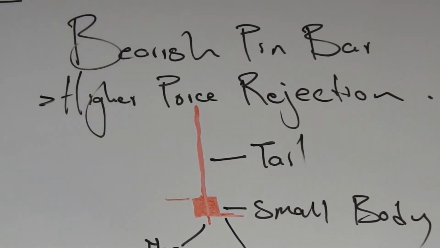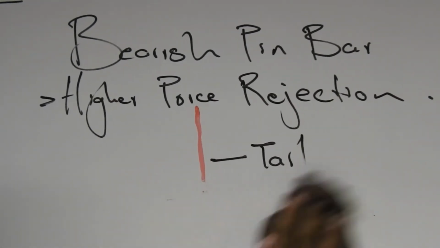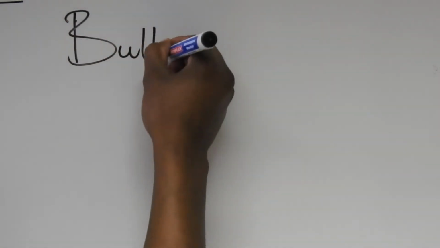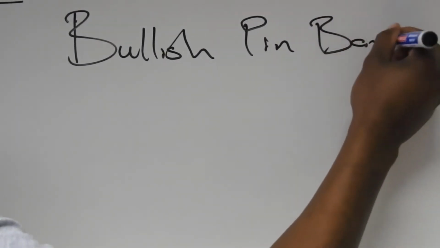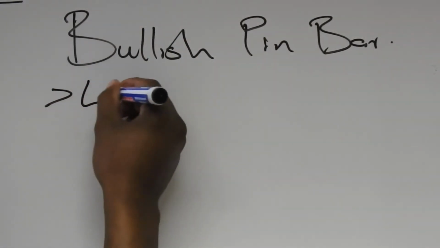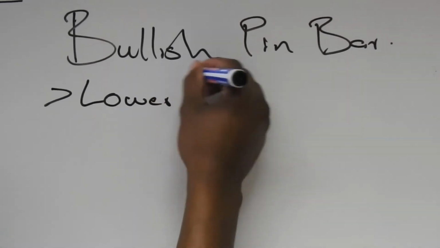Okay, the second candlestick will be a bullish pin bar. It's the vice versa of this one. Bullish pin bar means what? It's the opposite of that one. Bullish pin bar means lower price rejection, so it's rejecting lower prices.